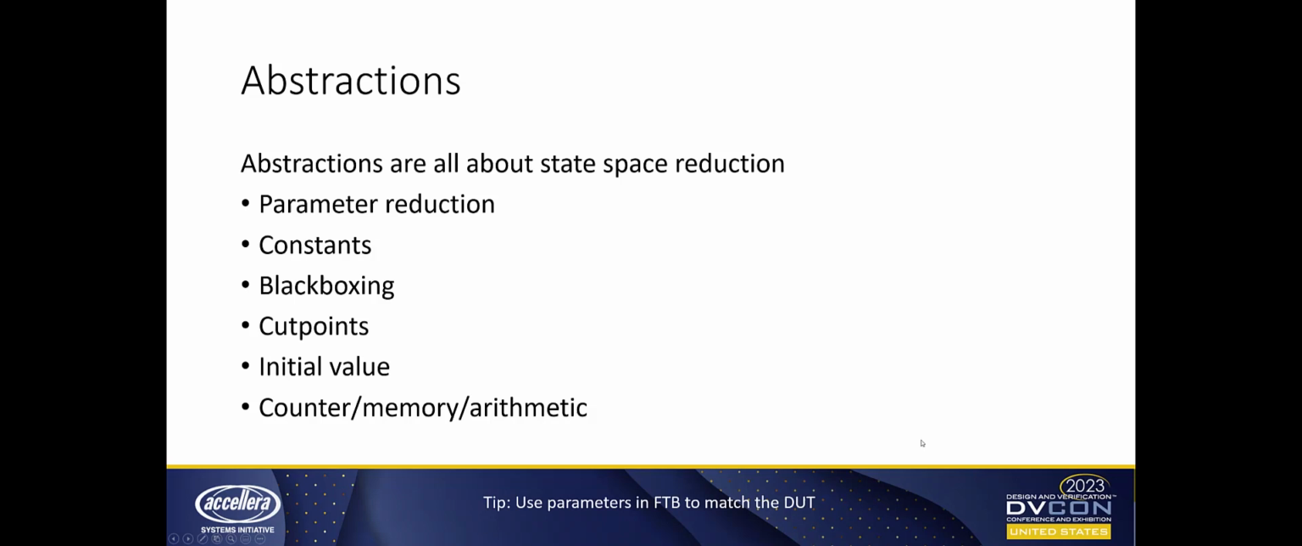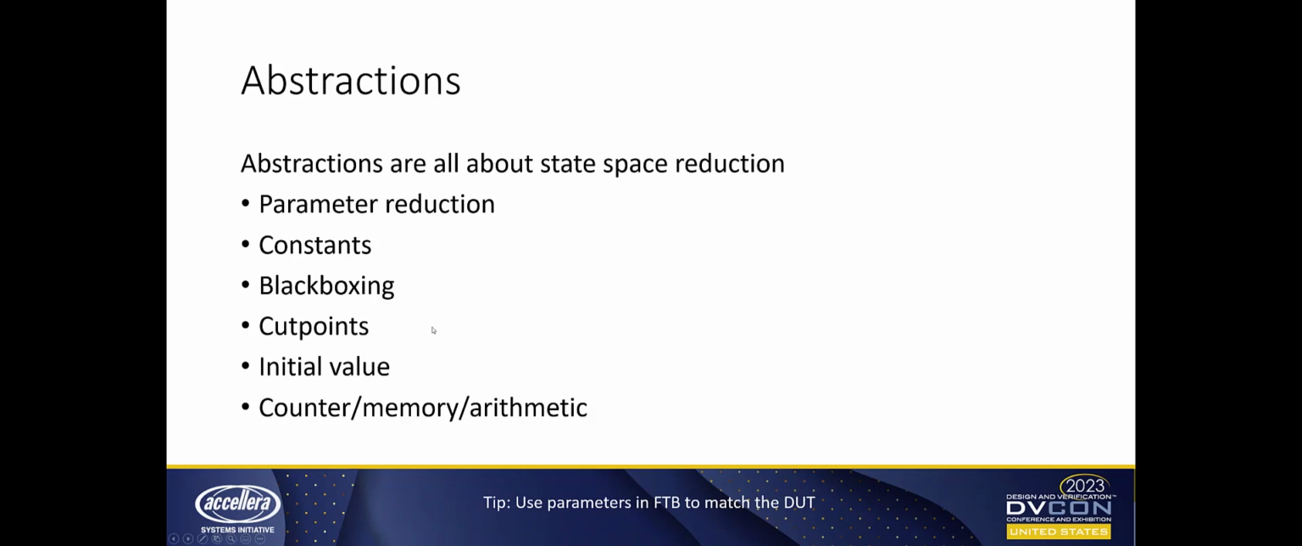If at the end of your formal run, you still have inconclusive properties, you may have a state space issue. Formal is exponential in nature, so reducing the state space can get you to a conclusive result, whether a proof or a counterexample. If your design's parameterized, you can reduce the parameters. Classical example is reducing the depth of a FIFO. You can apply constants on the inputs of your design. You can black box irrelevant parts of the design.